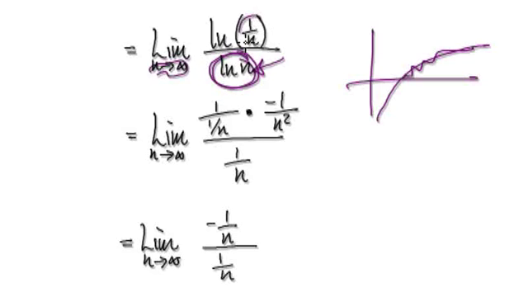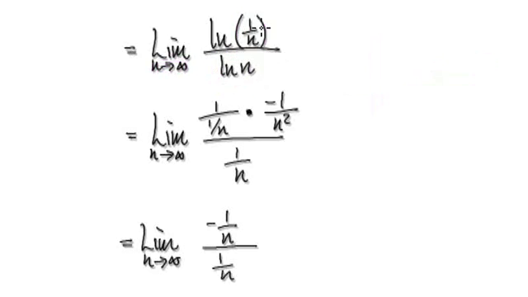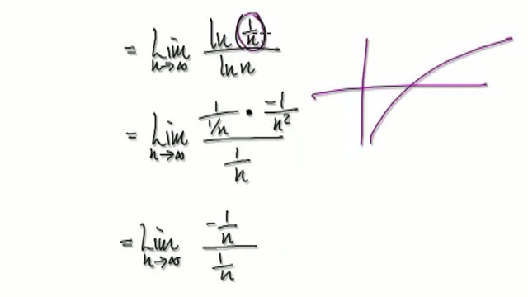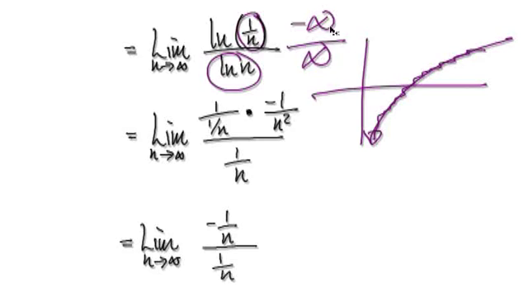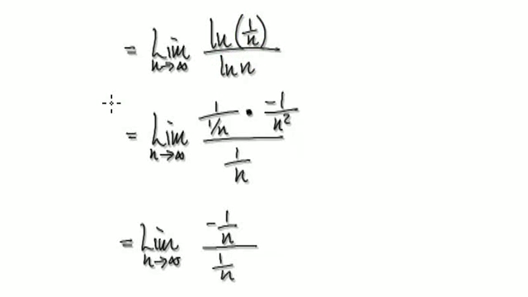As n tends to infinity, this thing here is going to head towards 0. As n tends to infinity, 1 over n will head towards 0. So it's going to do this. The numerator will head towards negative infinity. The denominator heads towards positive infinity. So here you've got infinity over infinity, which is an indeterminate form. So you can apply L'Hopital's rule.